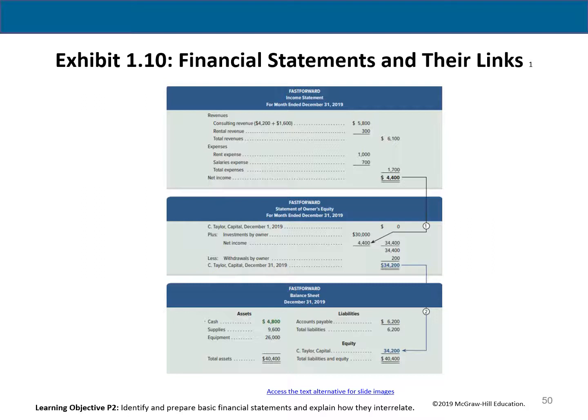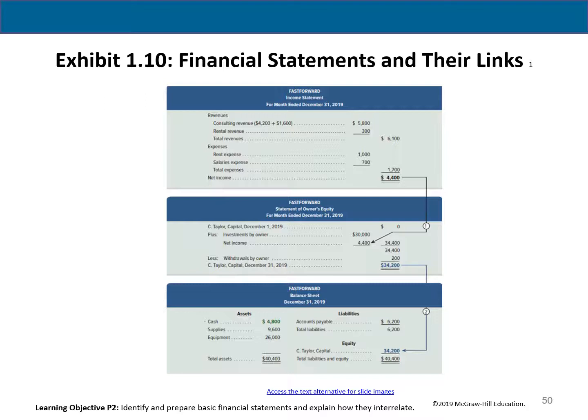Again, we start with our heading: FastForward, company name, name of the financial statement, statement of owner's equity, and the time period. So we're showing how equity changed for the month ended December 31st, 2019. Now, if we are showing the balance of equity, where did equity end up? We always need to start with the beginning balance, the beginning of the time period. Since this is a brand new company, it's kind of like when you open up a brand new checking account, your balance starts at 0.